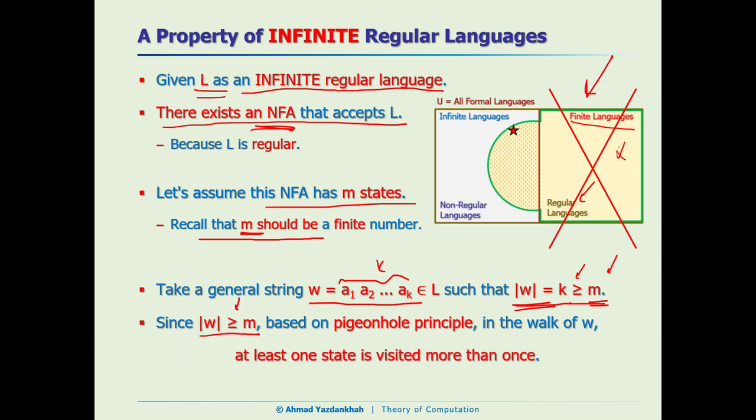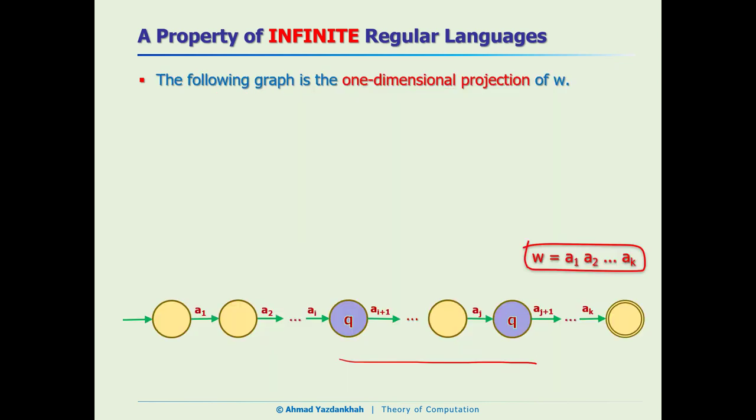Based on the pigeonhole principle, since the length of W is greater than or equal to M, and one more time, this equality is because the initial state does not have any role in the processing, in the walk of W at least one state should be visited more than once. So let's assume that the following graph is the one-dimensional projection of W.